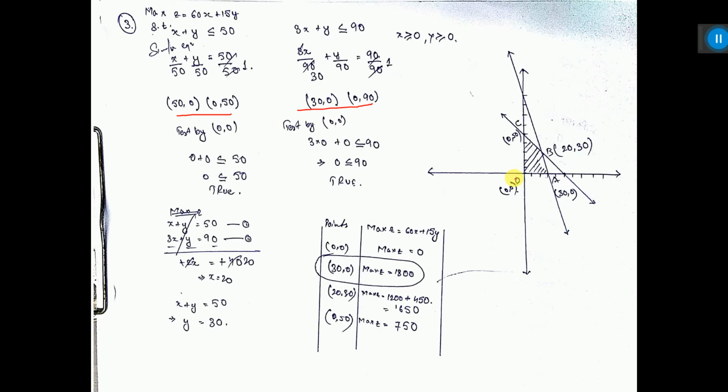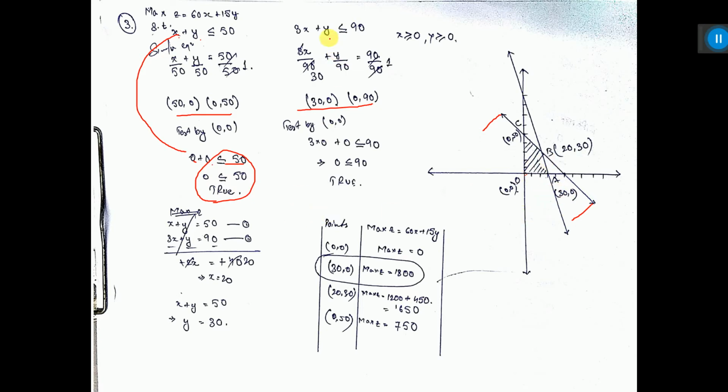Since the 0, 0 point is not on the line, you can test by 0, 0. That means x equal to 0, y equal to 0. Put here 0 plus 0 less than or equal to 50. That means 0 less than or equal to 50, it is true. True means which direction? True means this direction we have to draw. This is 0, 0, so toward the 0, 0 direction you have to draw, but I am not drawing now.